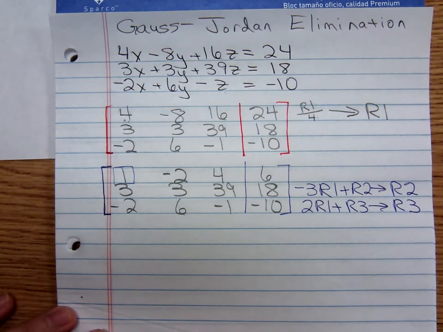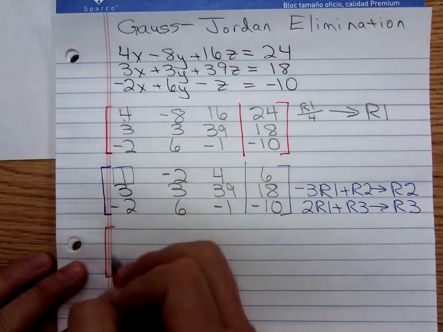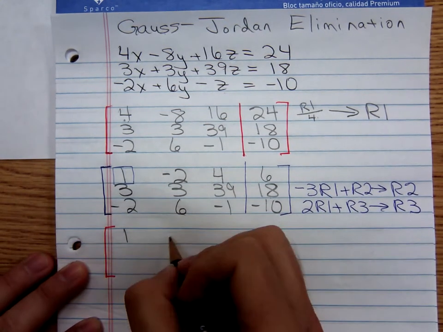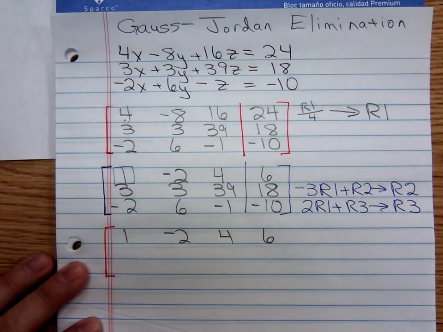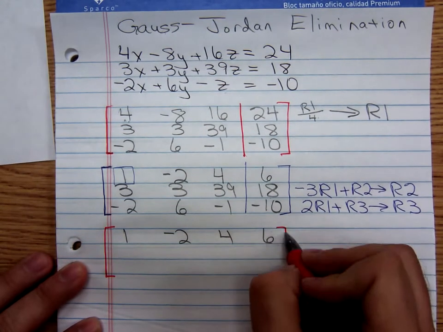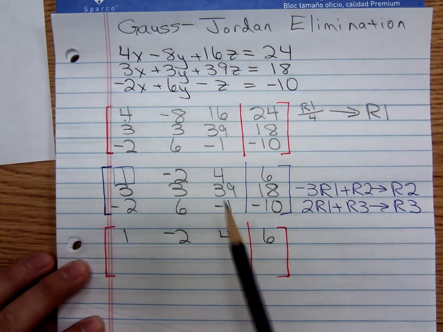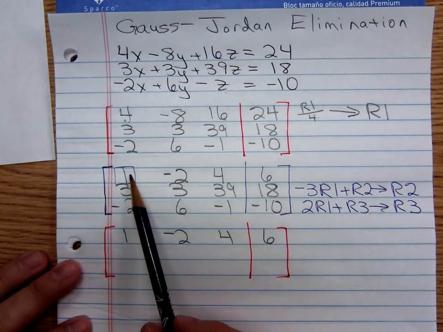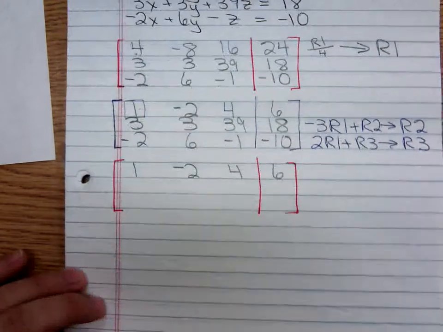So row 1 is being recopied now. We're not going to change row 1. Row 1 is going to stay 1, negative 2, 4, and 6. And here we go. Multiply by negative 3 and add it. 1 times negative 3 is negative 3 plus 3. That gives me a 0.